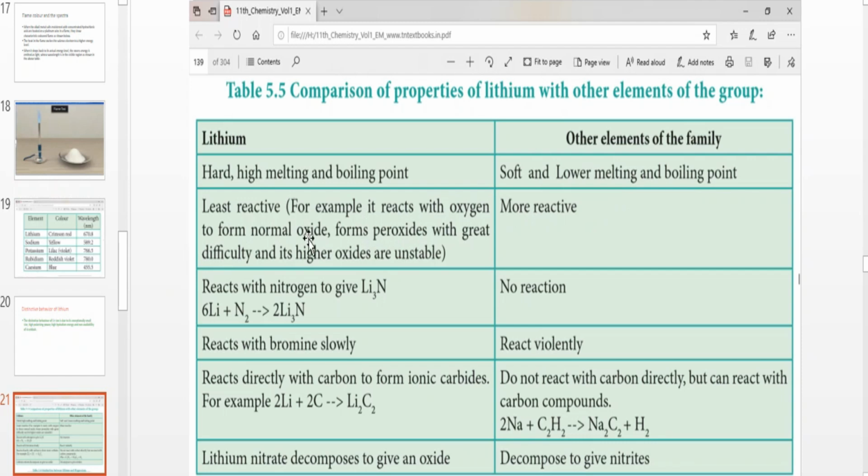If you look at lithium, it is the least reactive. Lithium is least reactive. For example, with oxygen, it forms normal oxides, peroxide.